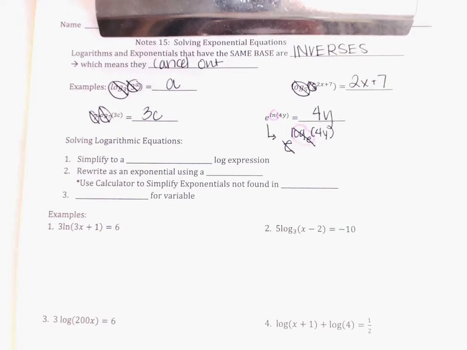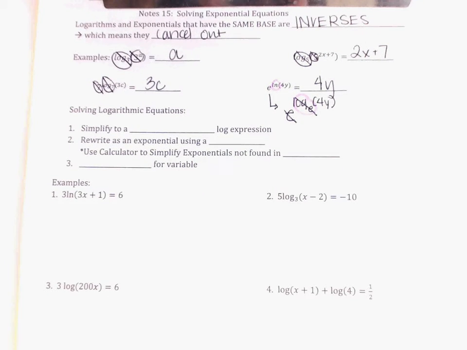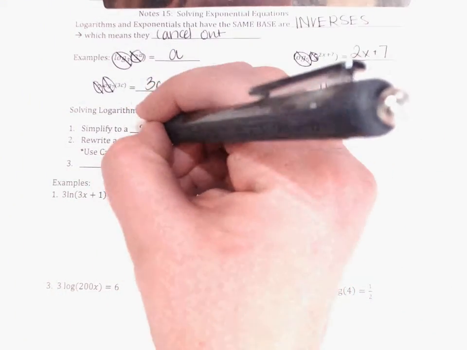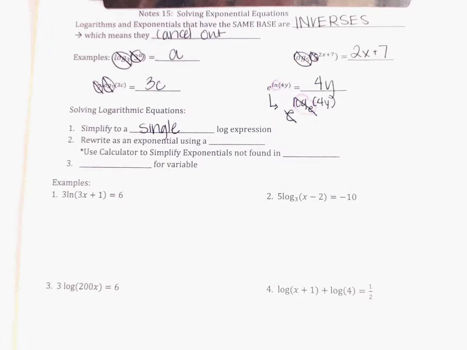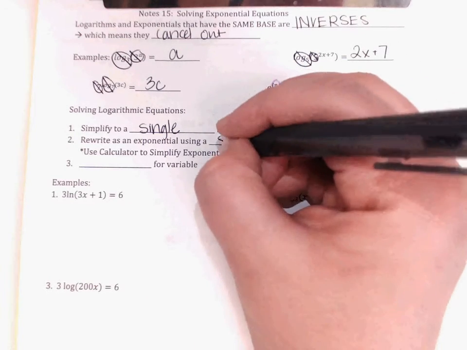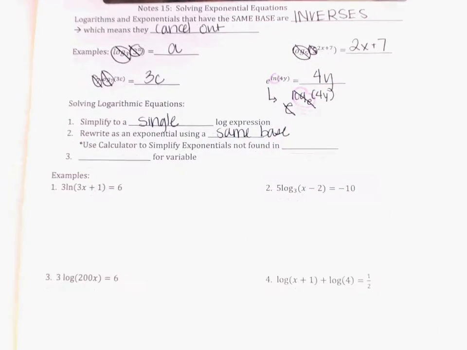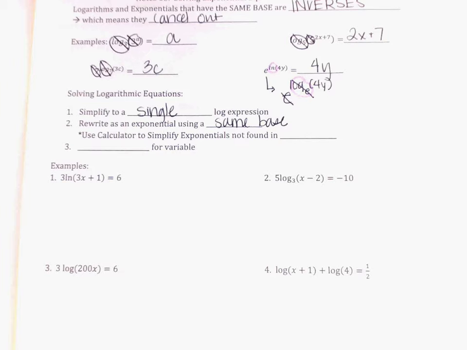Okay, so here's why that matters. Take a look at your examples down here. What you are going to do when you're solving is simplify to a single log, and then rewrite using the exponential by finding the same base. So this is what that means. Say I'm doing, let's start at number 2.